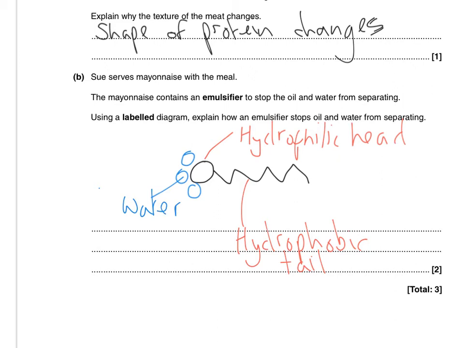And then you should also remember that the tail, hydrophobic tail, hates water, so it's going to attach to the oil. Now, that diagram will actually get you the 2 marks because you have shown that the hydrophilic head loves water and bonds to water, and you've shown that the hydrophobic tail bonds to the oil. And so that means that it allows it to mix, okay? So the philic head and the phobic tail allow the oil and water to mix because they kind of bridge the gap between them. Brilliant.